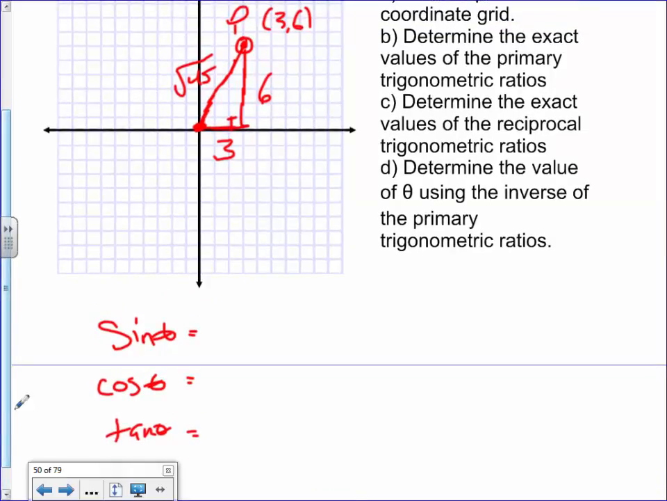What is sine equivalent to? Okay, but we're changing that. It's now y over radius. So what's your y value? And your radius or hypotenuse is root 45. Cosine is normally adjacent over hypotenuse, but your adjacent is really an x value. That's 3. And your hypotenuse is now that root 45, that radius. And tan is opposite over adjacent, or for us, it's y over x.